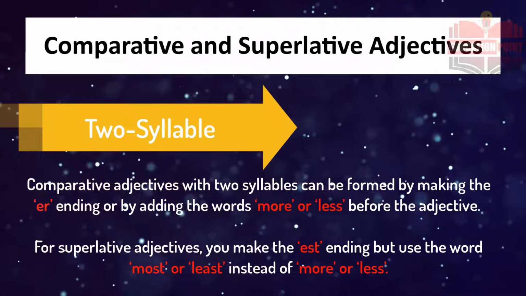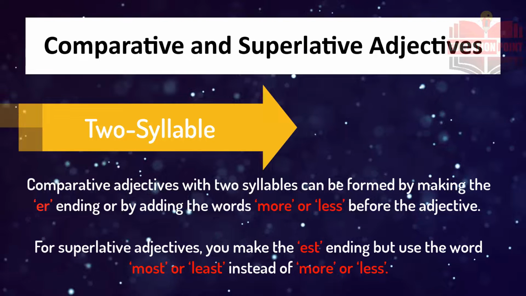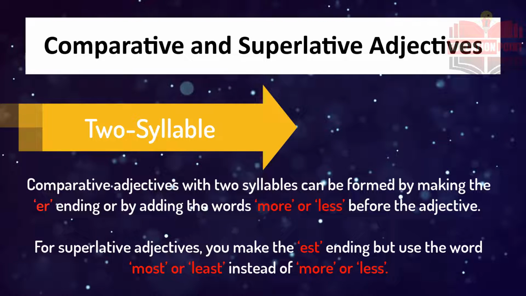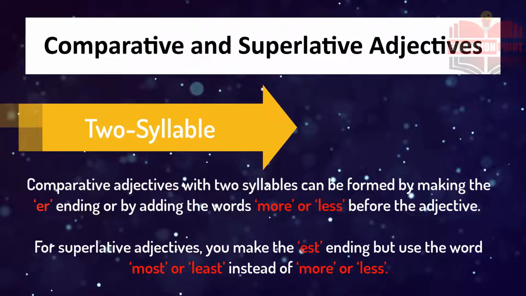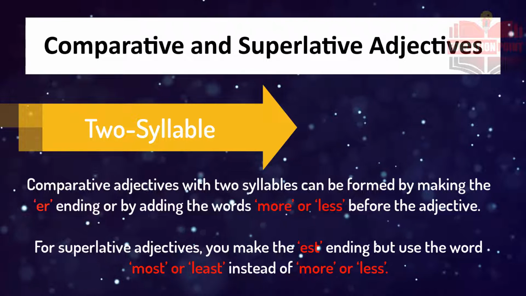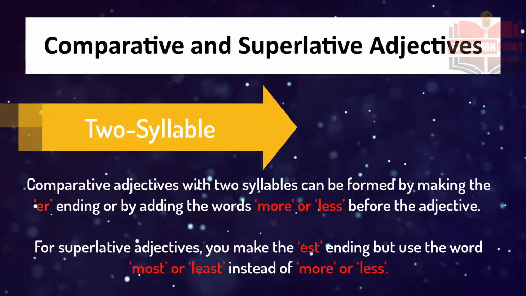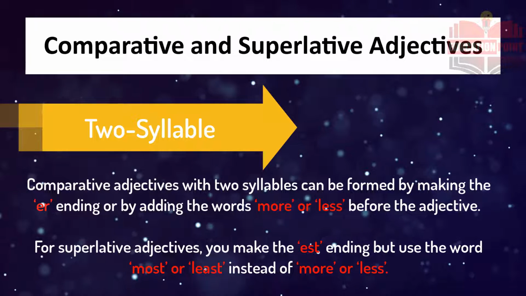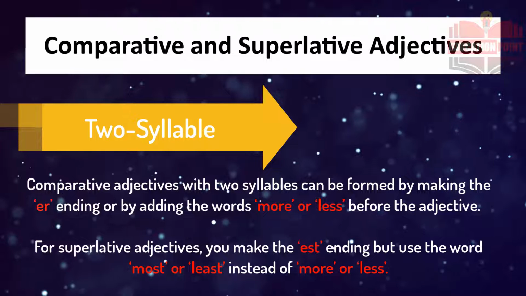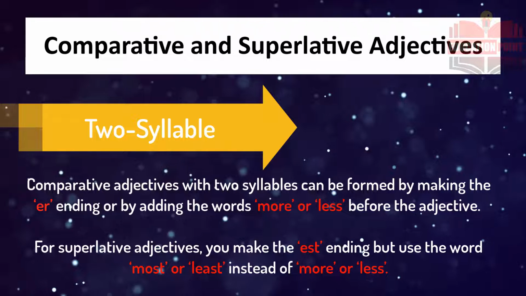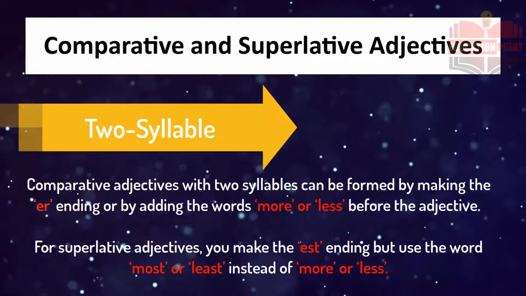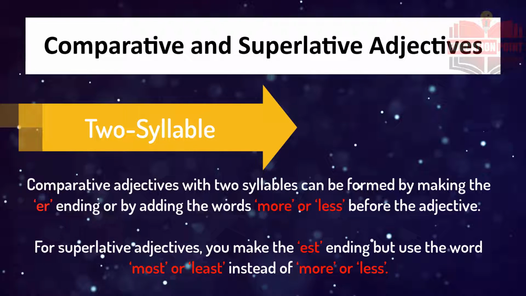Now here under two syllables, you will have words which have two units of pronunciation. Under comparative adjectives with two syllables, you have to just add an ER at the ending, or you can also add words like more or less before the adjective. Talking about superlative adjectives, you can make the EST ending but use the word most or least instead of more or less.